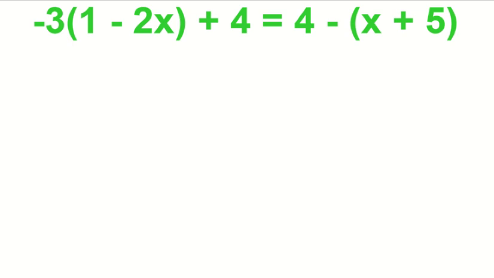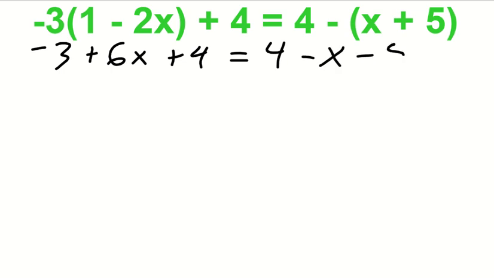Who thinks I have it? Sevenths is correct. All right, so we distribute. Anytime you have parentheses, that's your first step. You're going to distribute. So on the left side, we got a -3 to distribute. On the right side, we got a negative. So -3 times 1, -3 times a -2 makes that a plus 6x. Plus 4 equals 4 minus x minus 5.